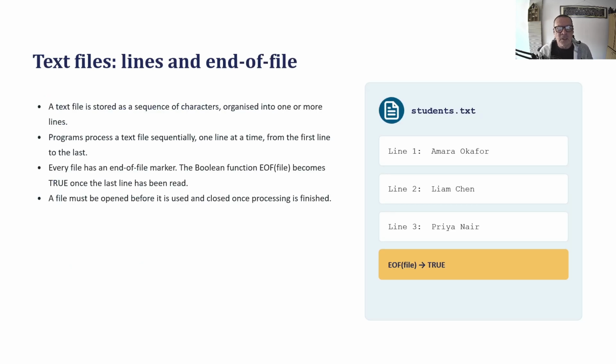So text files are simple file structures where we have a line of text, a line of characters, followed by another line, followed by another line, and so on. At the end of each line of text, there is usually special characters which move it down onto the next line. And programs process the text file sequentially, i.e. one line at a time, starting at the very first at the top of the file, and they work all the way through normally to the end of the file.